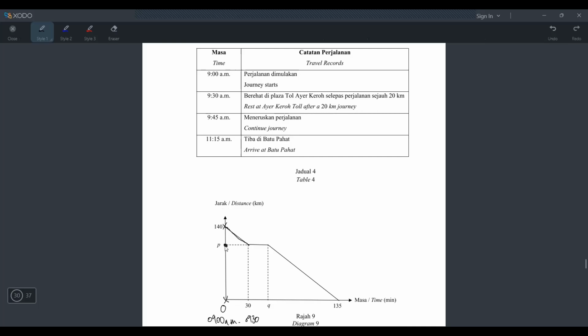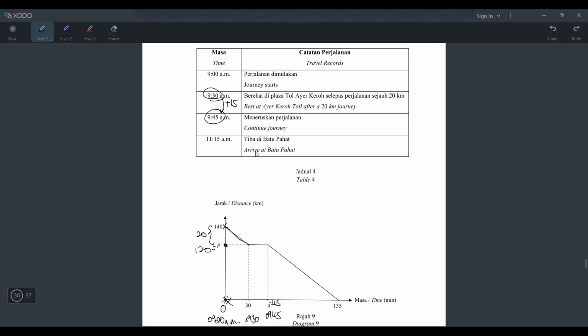It means this P will be 140 minus 20, which means P is 120, because the distance here should be 20 because they moved 20. And then if we look at the 9:45 he continues the journey, it means from 9:30 to 9:45 he rested for how long? 15 minutes, right? It means my Q will be 9:45, which means Q is 45, because 0 is 9 o'clock. So after 45 minutes, it is 9:45. So Q is 45.